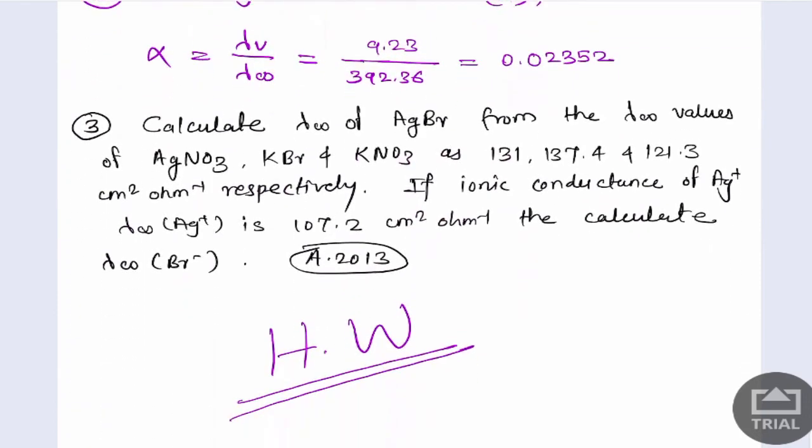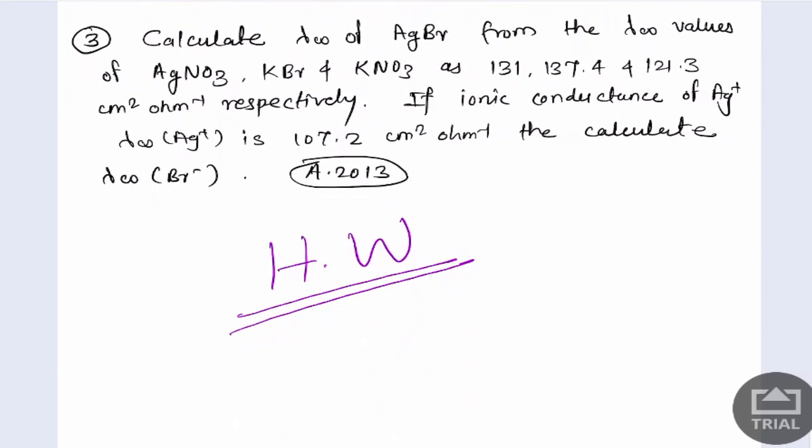Third problem. This is for homework. Calculate lambda infinity of AgBr from the lambda infinity values of silver nitrate, KBr and KNO3. Its lambda infinity value is given. If the ionic conductance of Ag plus is 107.2 centimeter square per ohm, calculate the lambda infinity of Br minus. This is a problem similar to the previous one. So solve this at your home and give your answer in the comment box of this YouTube video.